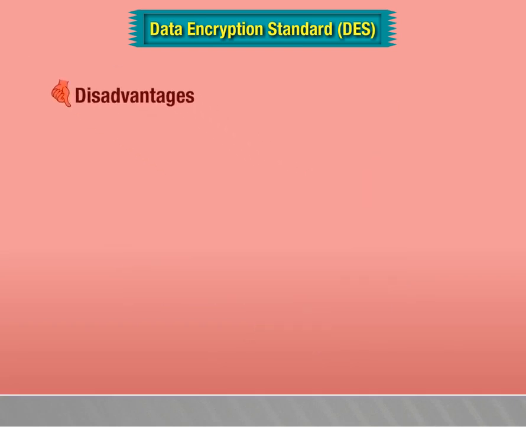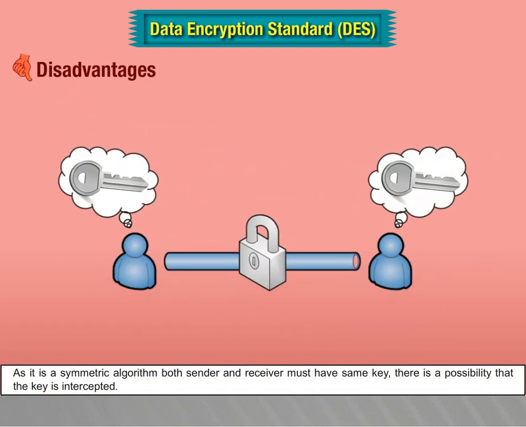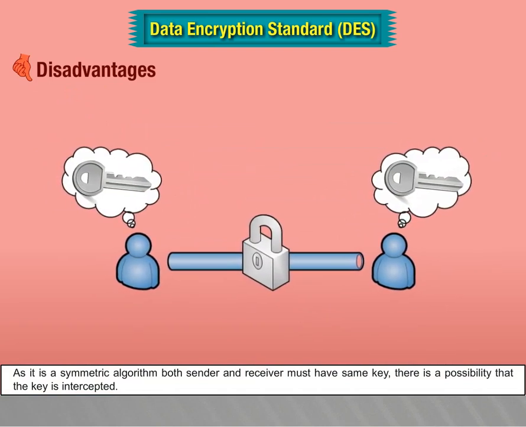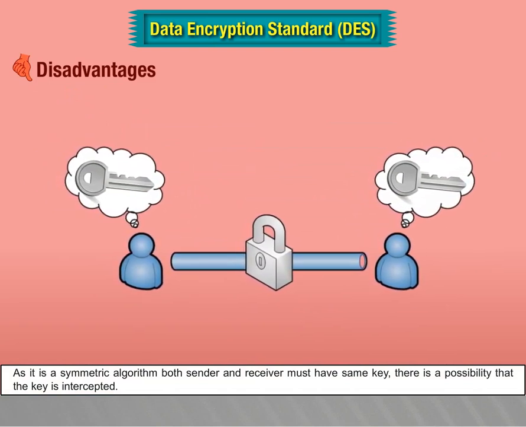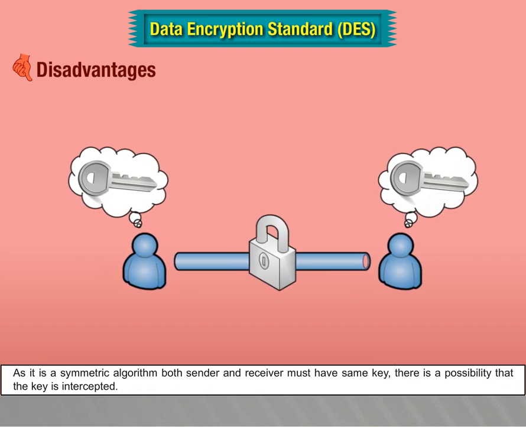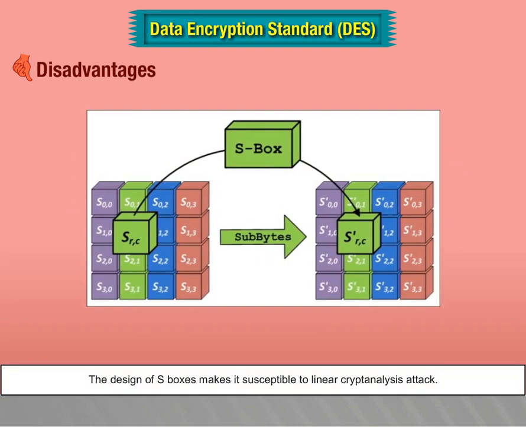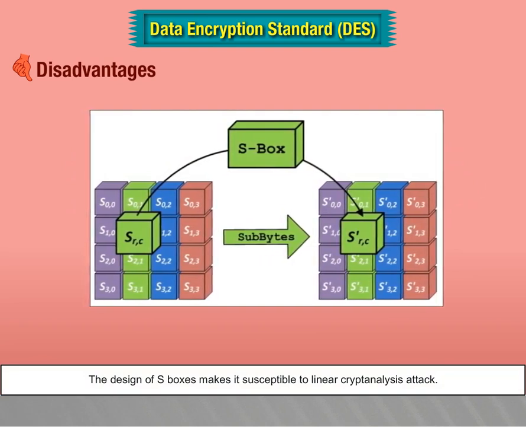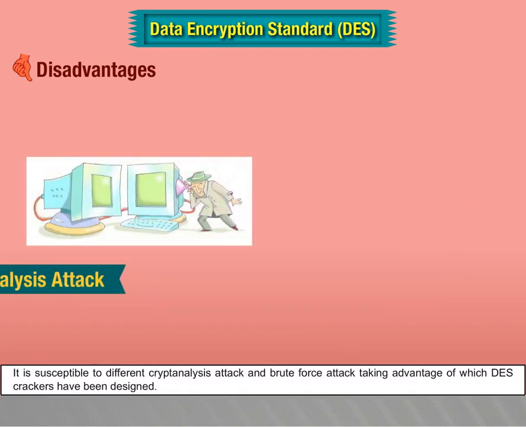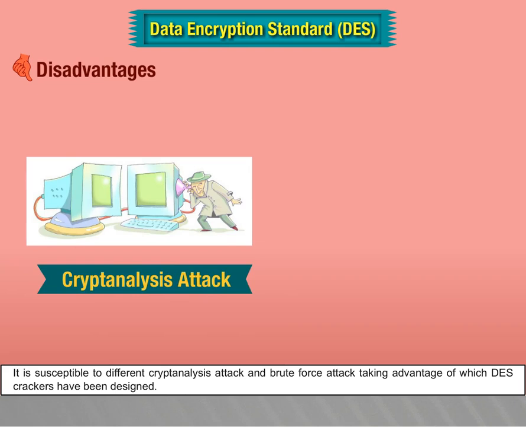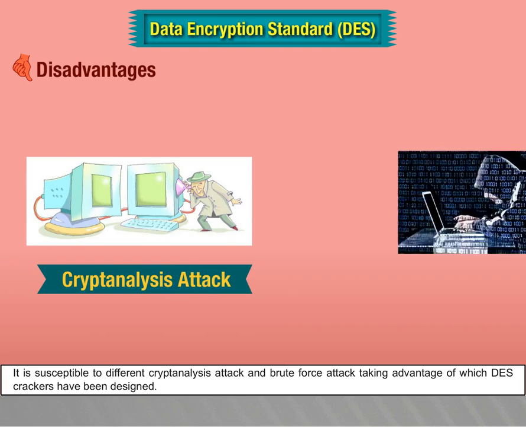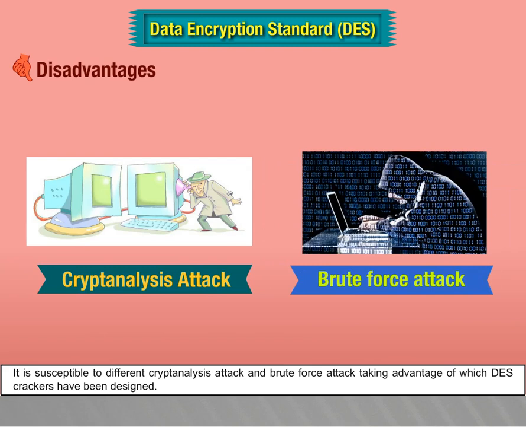Disadvantages: as it is a symmetric algorithm, both sender and receiver must have the same key. There is a possibility that the key is intercepted. The design of S-boxes makes it susceptible to linear cryptanalysis attack. It is susceptible to differential cryptanalysis attack and brute force attack, taking advantage of which DES crackers have been designed.